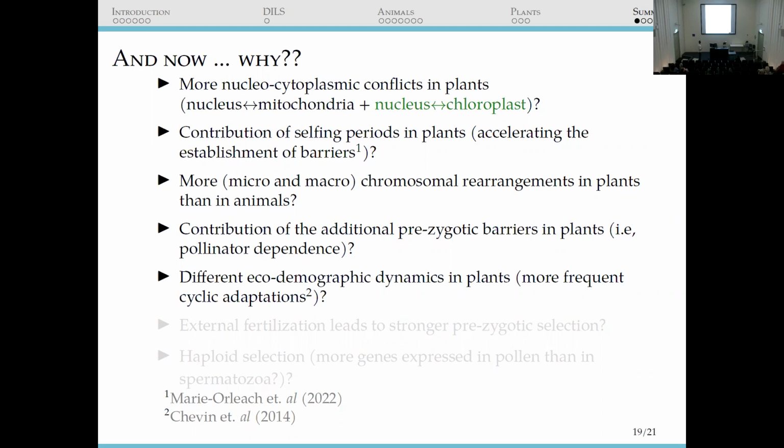Here, maybe also in plants, we have quite different ecodemographic dynamics compared to animals. And it has been shown by using Fisher theory models that this kind of cycle of adaptation and readaptation to different environments can increase the amount of barriers. So maybe in plants, because we have seen that in the past, they are more prone to be isolated than animals. They are still continuously in contact.